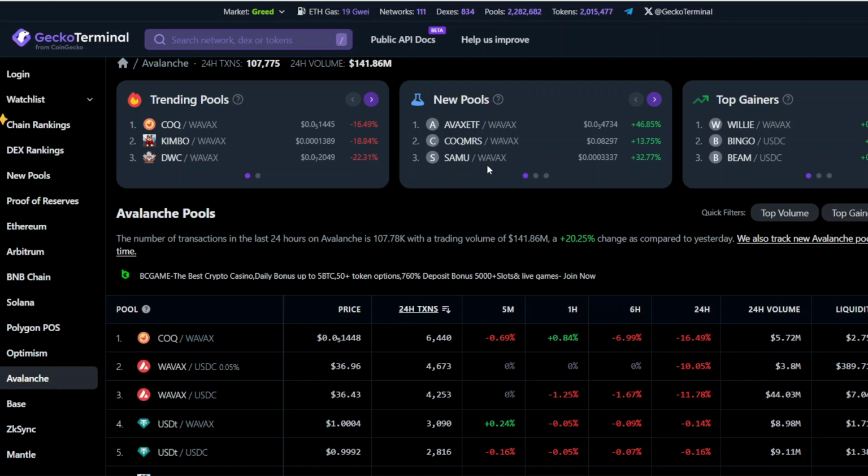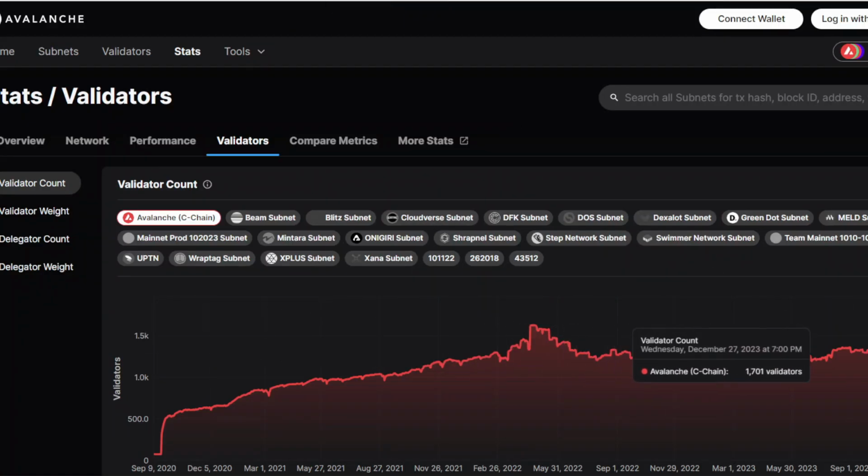On top of that, part of what makes them one of those great and successful chains is that they have a lot of validators for where their market cap is currently. They have just about 1,600 validators, and having that many is very crucial. At one point they had 1,700, and right now, at the time of recording this video, they have 1,673 validators. Solana is at 2,000 validators.